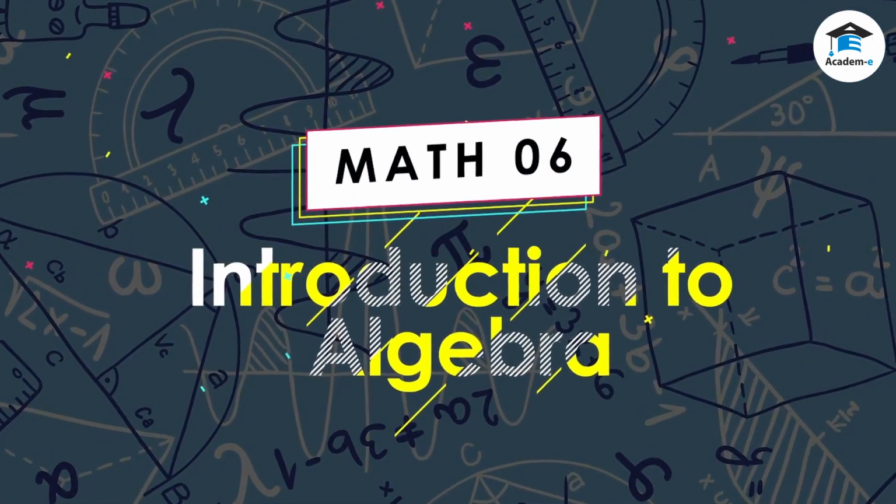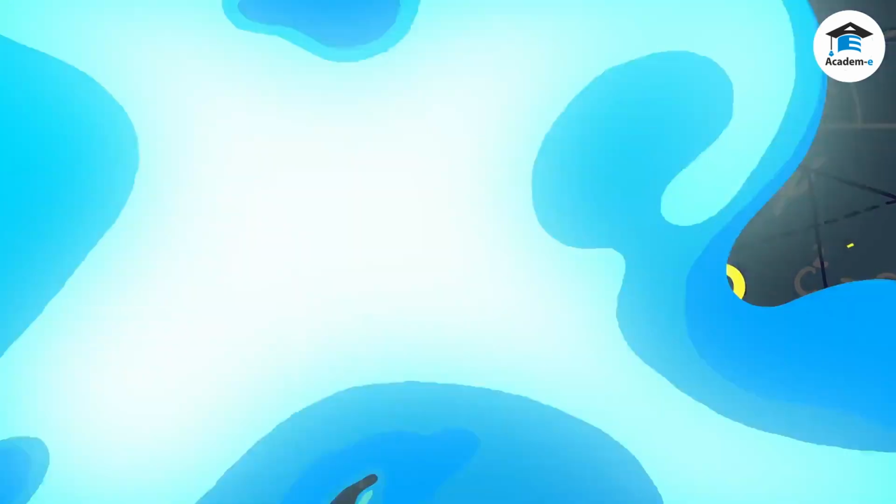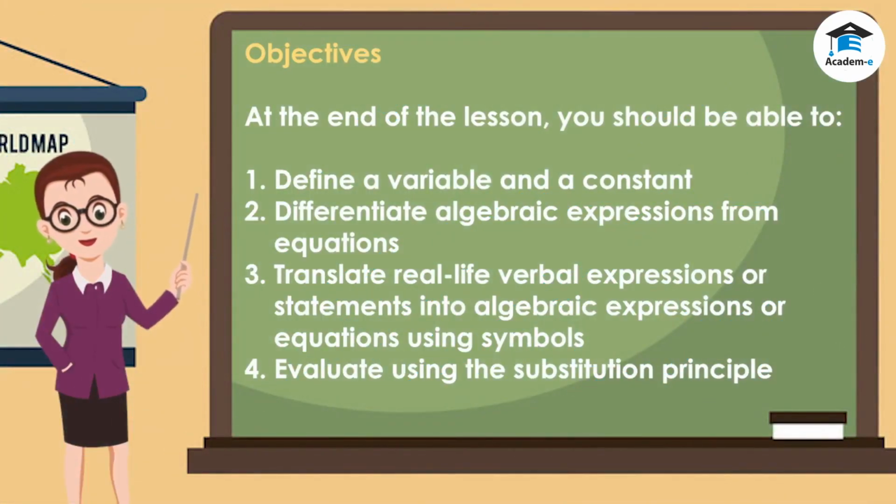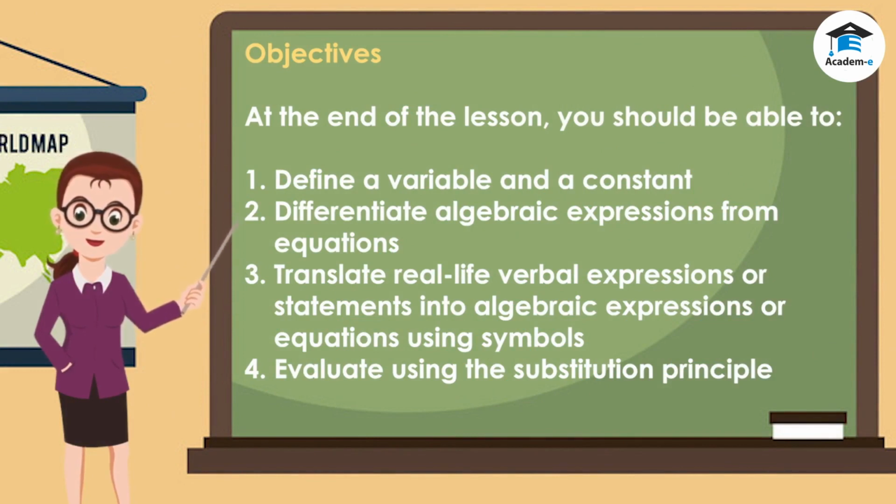Mathematics 6. Introduction to Algebra. Objectives. At the end of the lesson, you should be able to define a variable and a constant, differentiate algebraic expressions from equations, translate real-life verbal expressions or statements into algebraic expressions or equations using symbols, evaluate using the substitution principle.